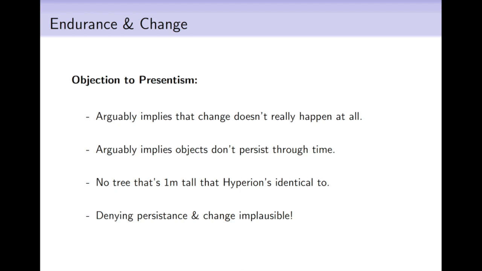So you might think, well, the presentist implies that change doesn't really happen at all. Why? Because you might think that change is a kind of difference over time. But those different past states and different future states of present objects just don't exist. All we have is the present state, and that's just the way it is, right? So the present state is the 116 meter tall state in Hyperion's case. So how do we have genuine change if there's no other version of Hyperion with differing properties that exists? So you might argue that.